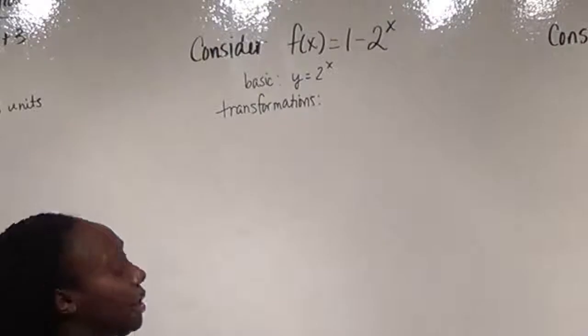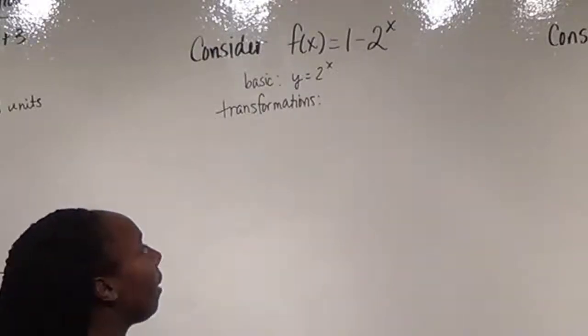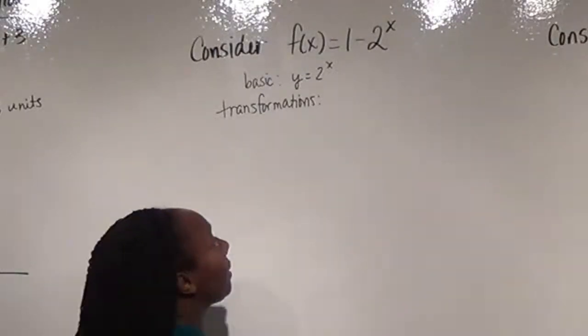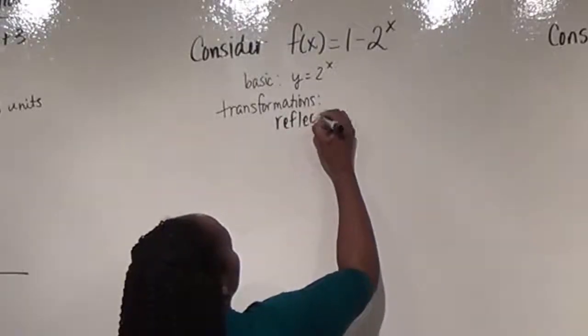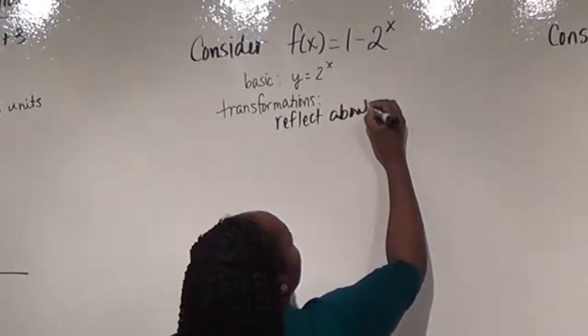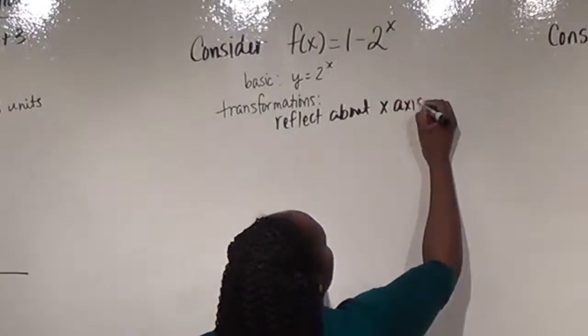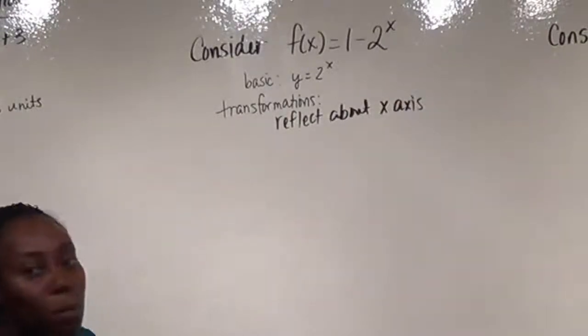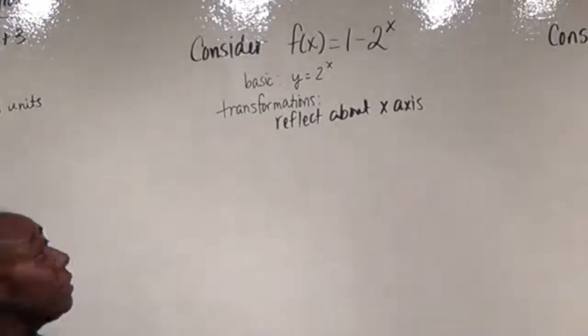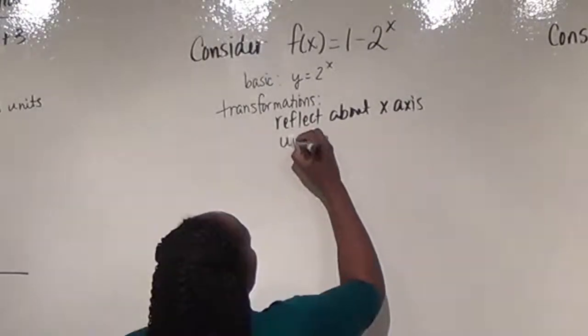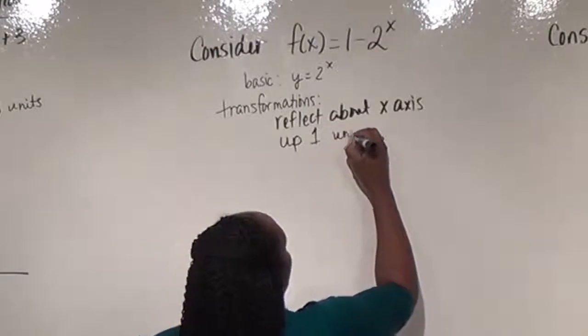So remember here, because 2 to the x is our original y, the negative is going to reflect it about our x-axis. And then the 1, well, we can think of that as negative 2 to the x plus 1. So it's also going to shift up 1 unit.